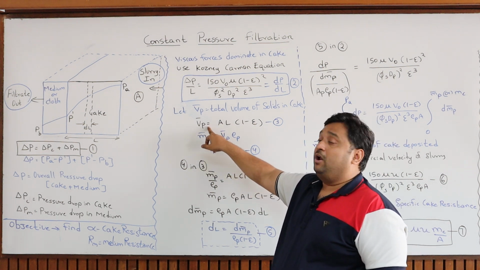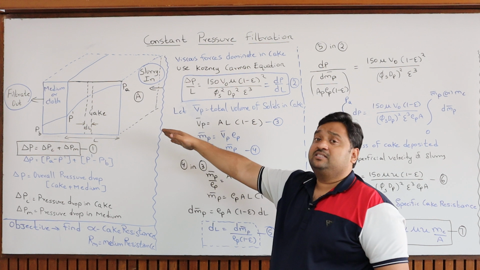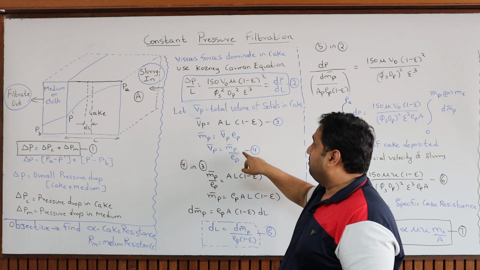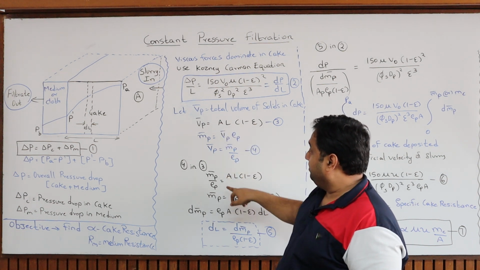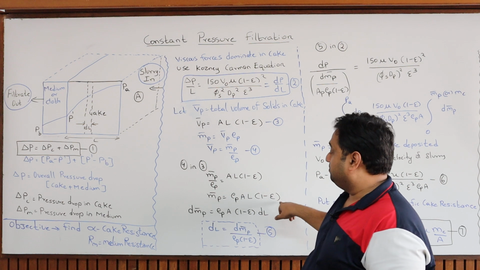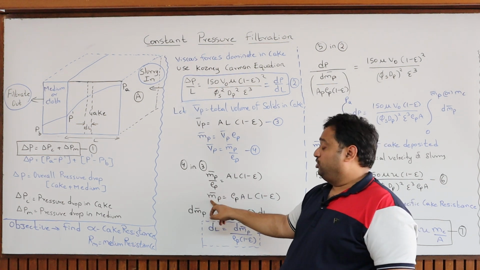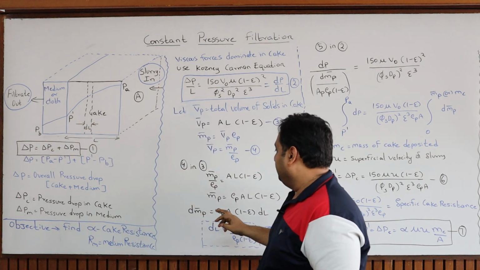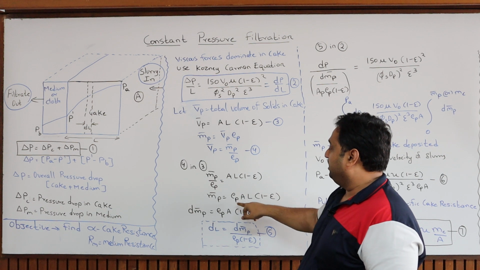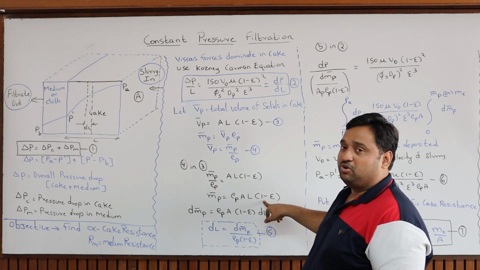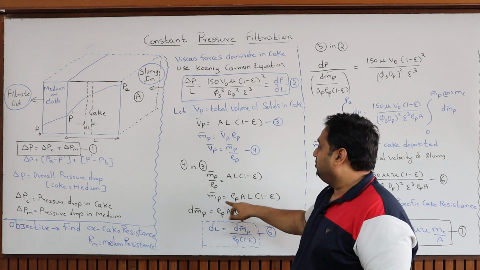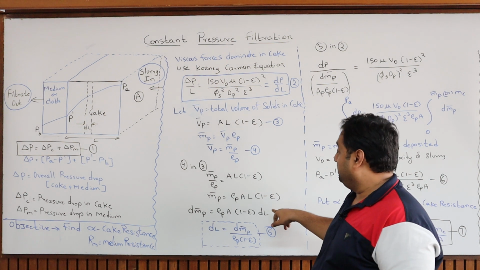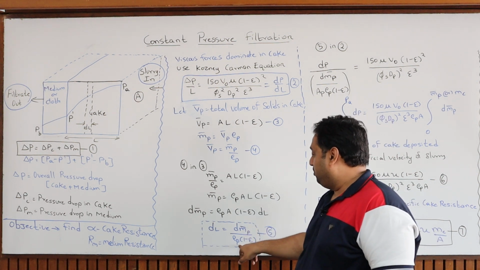If I know the volume of the particles, I know the total mass of the particles in the cake: m is equal to V bar into rho P, where rho P is the density of the particles. Then V bar P is equal to m by rho, so we get m bar P is equal to rho P into A into L into 1 minus epsilon. But we have to take the mass in the differential section, that is dm bar P. If you differentiate this equation, density is constant, area is constant, 1 minus porosity is constant, only mass and length are variables, so dm bar P is nothing but rho P A into 1 minus epsilon into dL. From this, dL equals dm bar P by rho P into A into 1 minus epsilon.